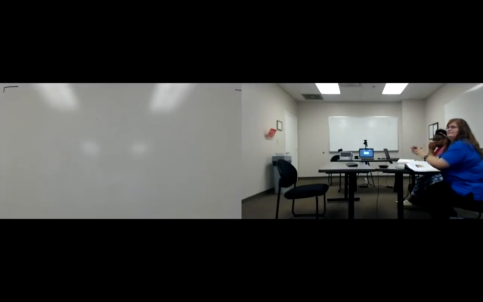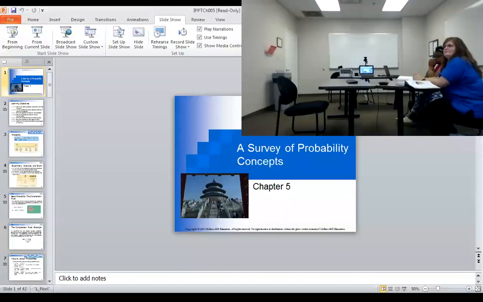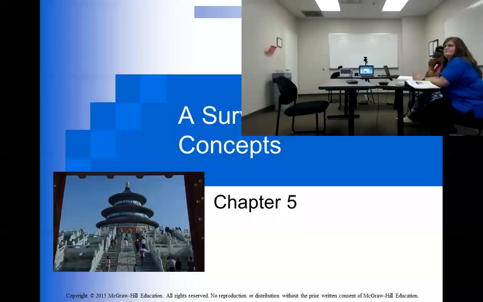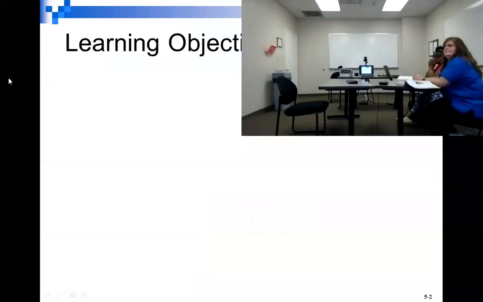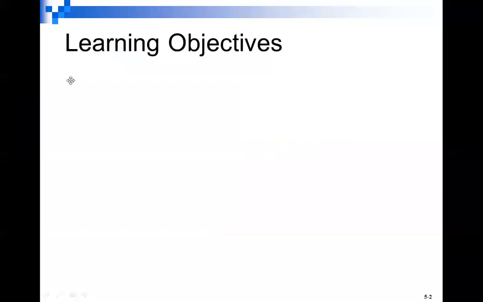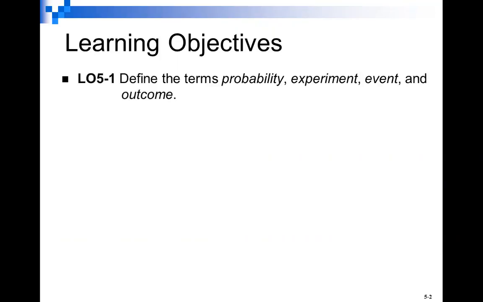We're going to look at Chapter 5, Probability. When you hear the word probability, what comes to mind? There's a chance that something would occur or happen. The chance that an event will occur.